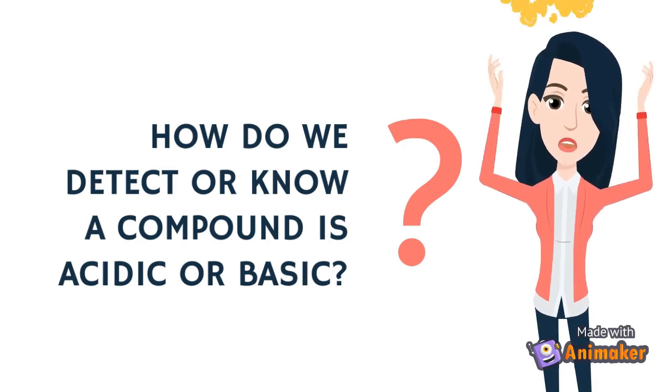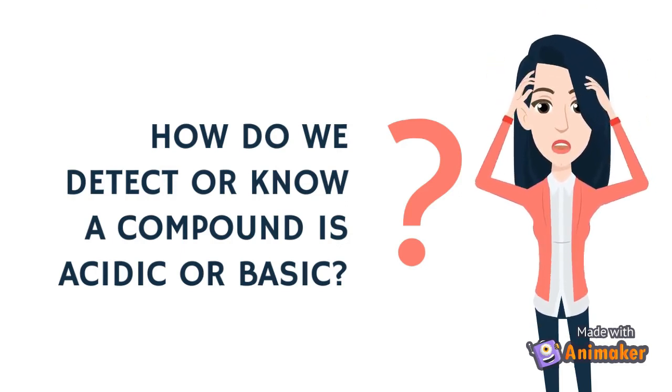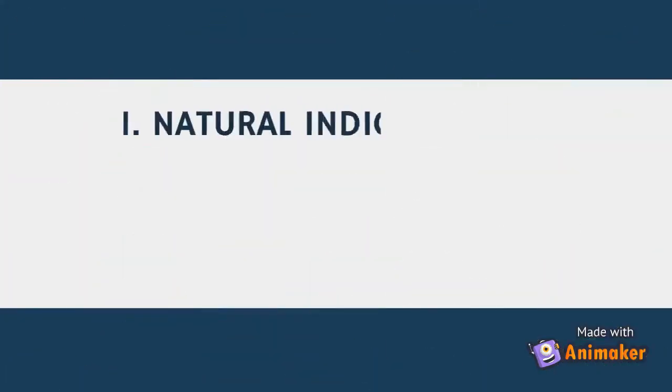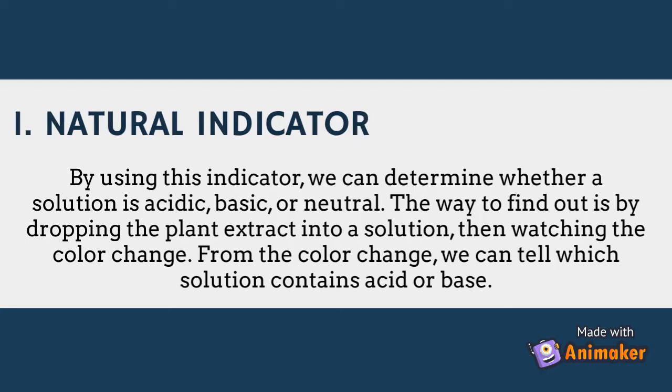Okay, the first is neutral indicator. Do you know what neutral indicators are? Neutral indicators are indicators made using plant extracts such as flowers, tubers, red skins, and colored leaves. Specific examples are turmeric, red cabbage, purple cabbage, hibiscus flower, roses, red spinach, and geraniums.